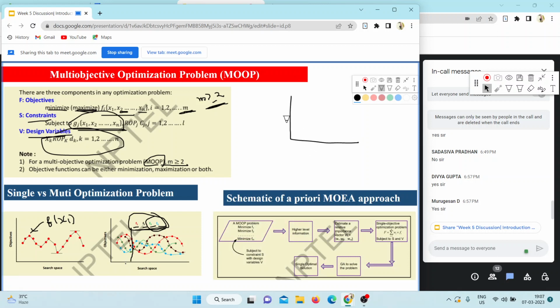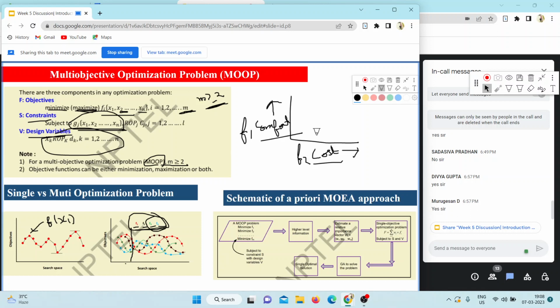Let this be the cost of your car, and let this be comfort. In the y-axis I have taken comfort for your car, and in the x-axis I have taken cost for your car. So these two, comfort and cost, let this be f1 and let this be f2. These f1 and f2 are actually contradicting in nature.